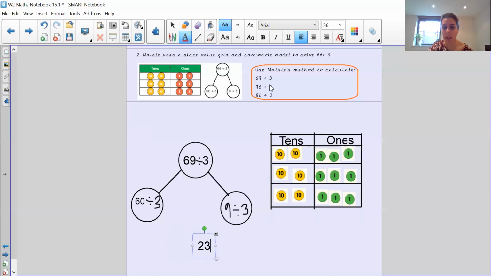Now I'd like you to try it with 96 divided by 3 and 86 divided by 2. You need to do your part whole model first and your table. If you've done those already, fantastic, well done, and I'll mark them on Tapestry.